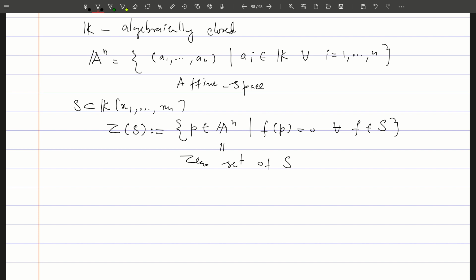Any subset of A^n of the form Z(S) is called an affine algebraic set, or simply an algebraic set.